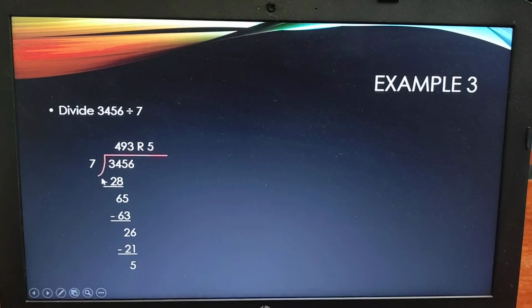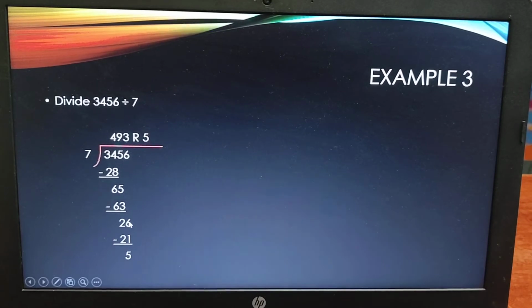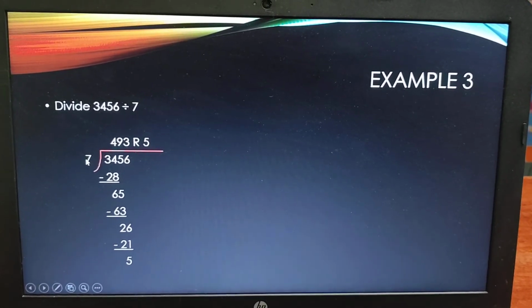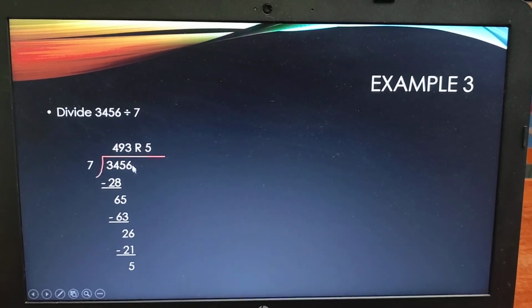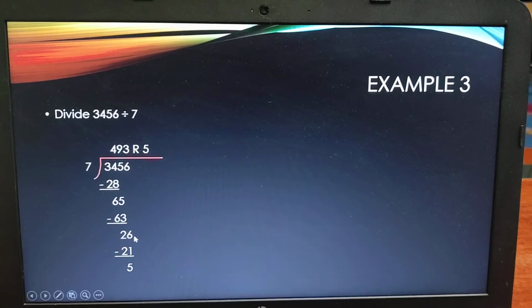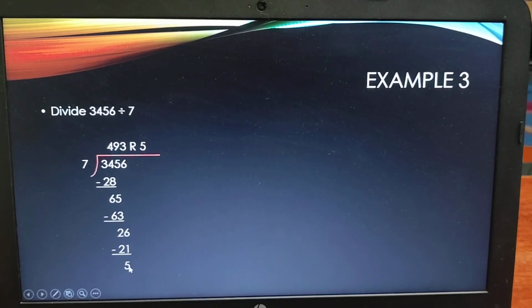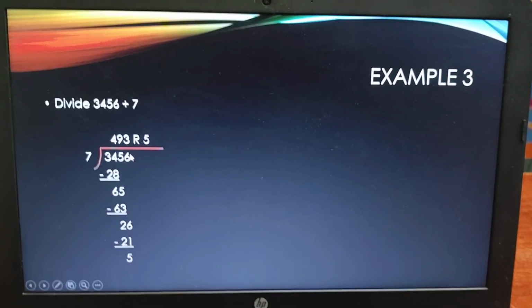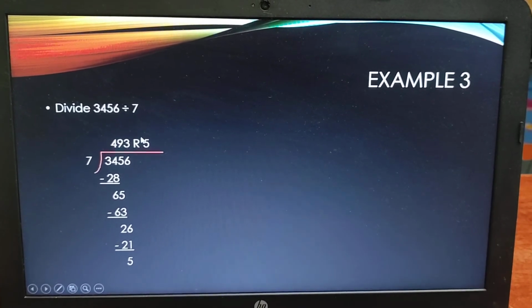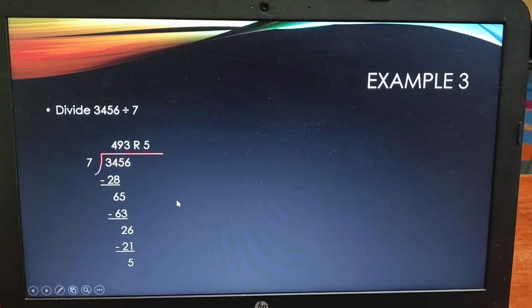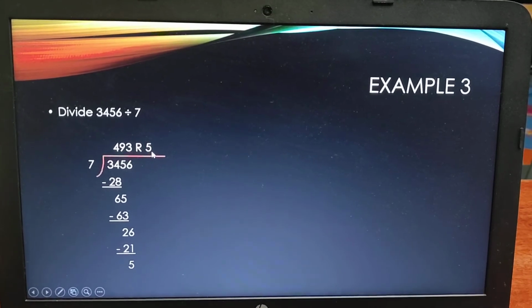So now my new problem is, how many times does 7 go into 26? Again, I think real hard, and I come up with 3. 7 times 3 is 21. I write that underneath the 26. Write the 3 over this 6, since that's the last digit I'm working with. Subtract, and I get 5. Since we are working with remainders for now, you need to put the remainder here. R, remainder, 5. That's what's left over. So my answer is 493, remainder 5.